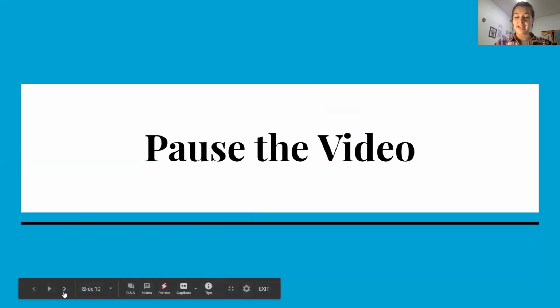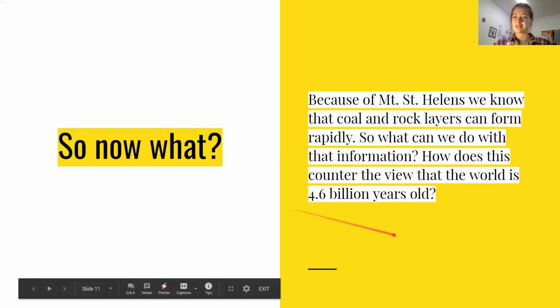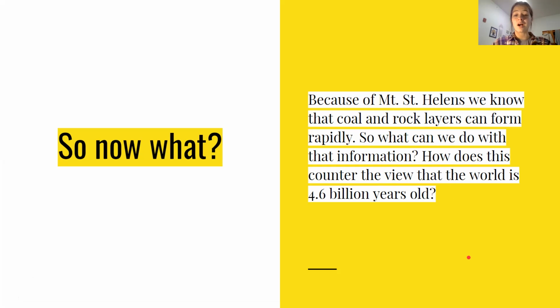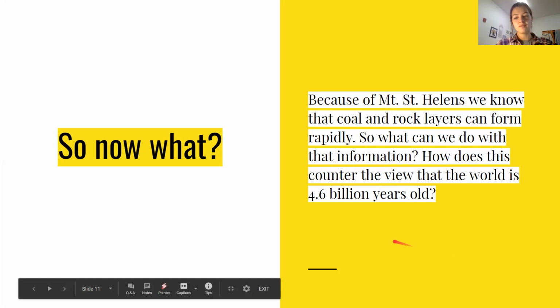All right, welcome back. So now what are we going to do with this information? Because of Mount St. Helens, we know that coal and rock layers can form rapidly. So what can we do with that information? How does this counter the view that the world is 4.6 billion years old?